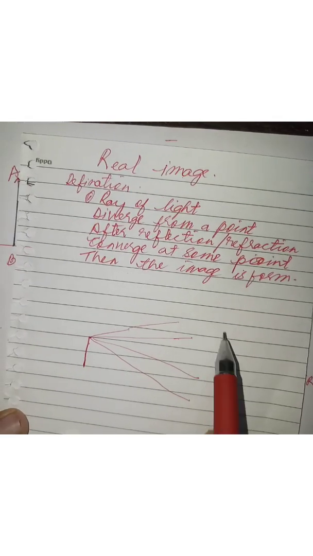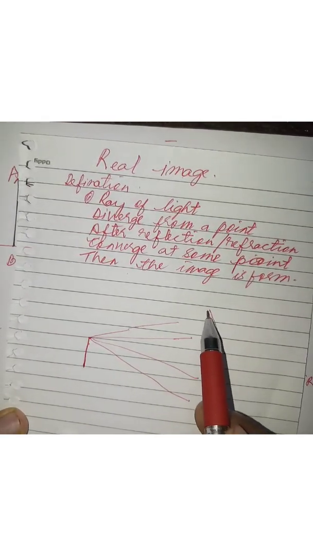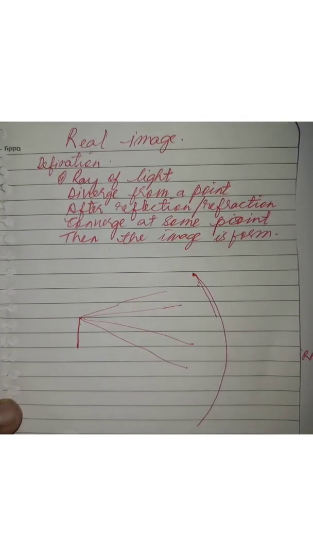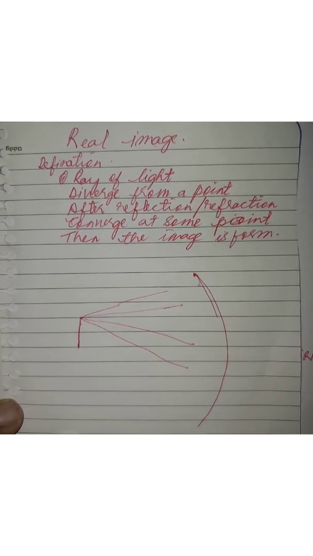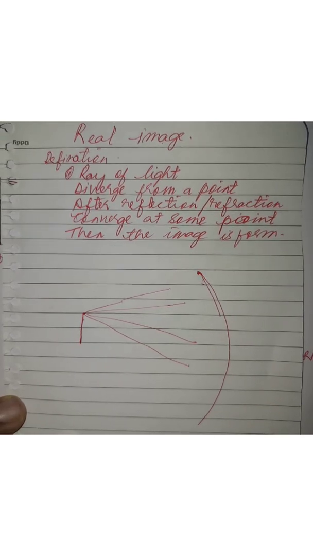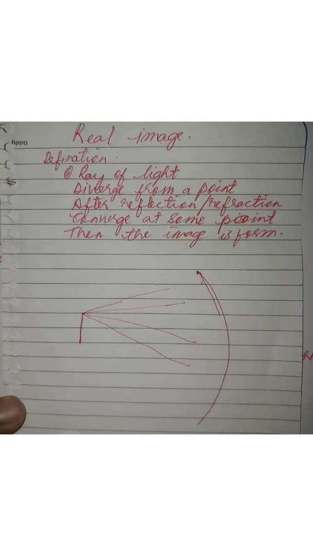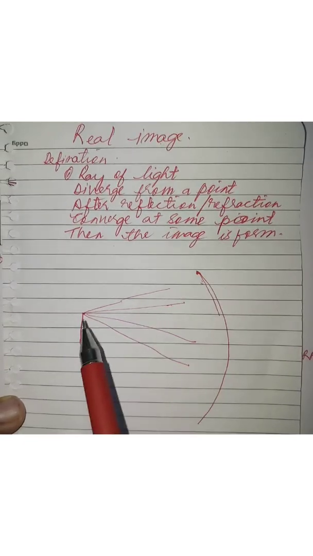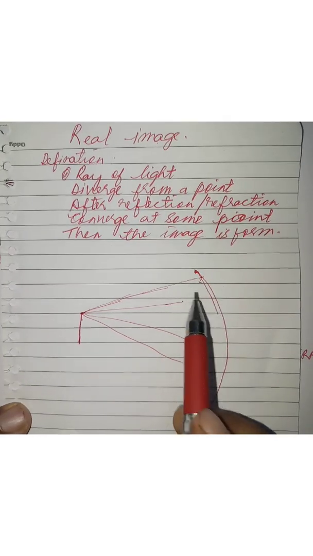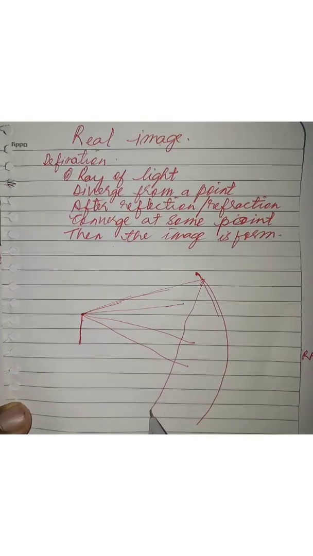Now here we'll take the concave mirror. You might ask why he is taking the concave mirror when in the previous image he used the plane mirror. Because a real image does not form on the plane mirror. It needs a mirror that can converge. When rays of light from a single point reflect or refract, they will converge at some point. This is just an example.